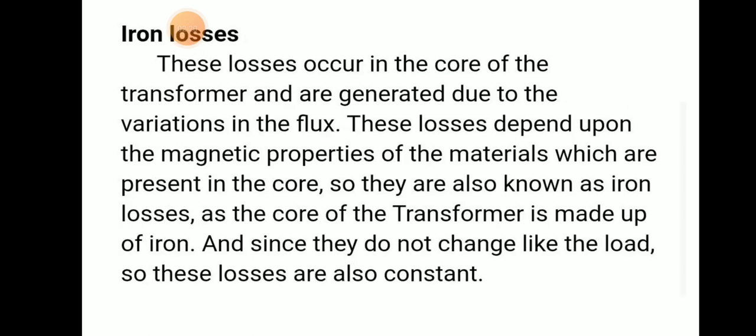Iron loss. These losses occur mainly in the core of the transformer, and are due to variations in flux. This loss mainly depends upon the magnetic property of the material present in the core. The core of a transformer is made of iron, and these losses do not change with the load, so these losses are constant. Like I mentioned, copper loss is varying, but iron loss is constant. There are two types of iron loss: eddy current loss and hysteresis loss.